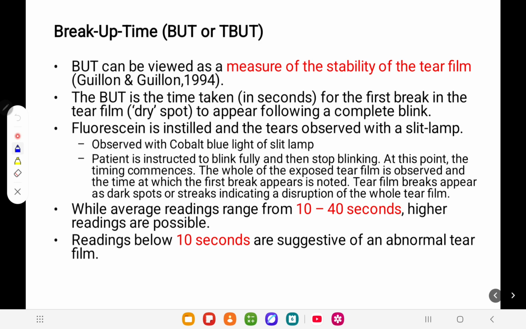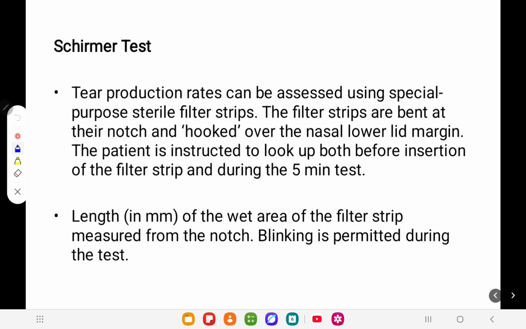So, tear breakup time in general, I'm not going to go extremely deep, but in general what we do is we put fluorescein and we see if there is a dry spot. I think you have to read all these things by pausing the video. While the average reading is generally 15 seconds or greater, greater than 10 seconds we consider normal, and if it is less than 10 seconds we think it suggests that the tear film is abnormal.